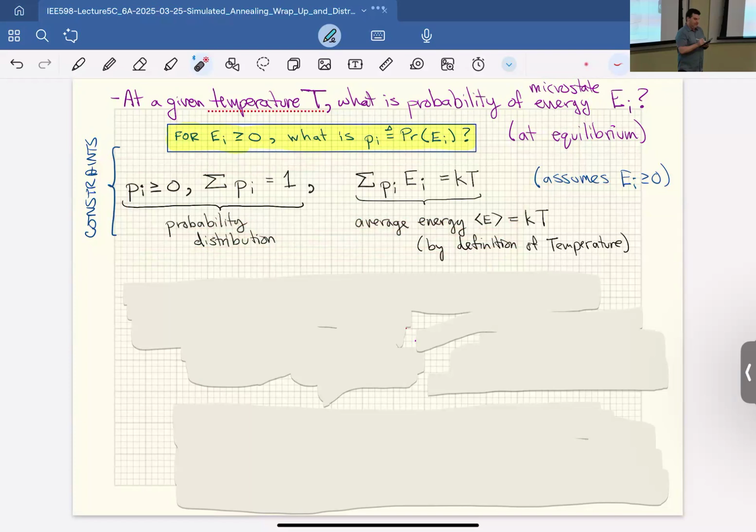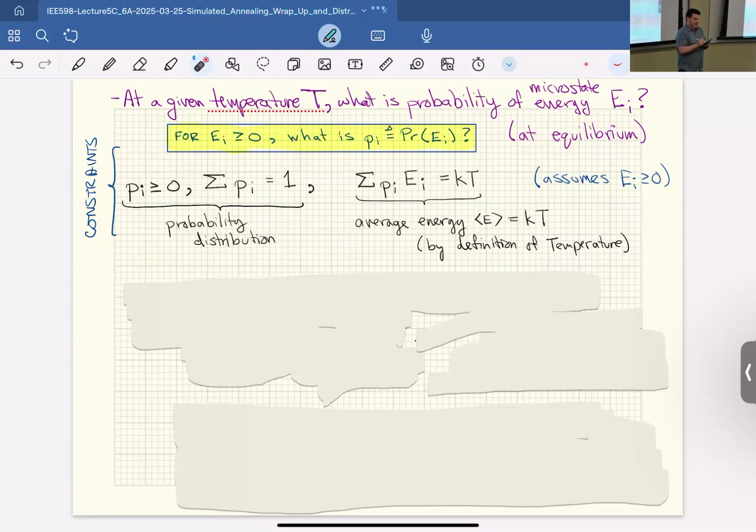If you've ever taken a course in constrained optimization, it's fine if you haven't. I'm not going to ask you to do this, but if you have, this discrete problem can be solved with Lagrange multipliers.